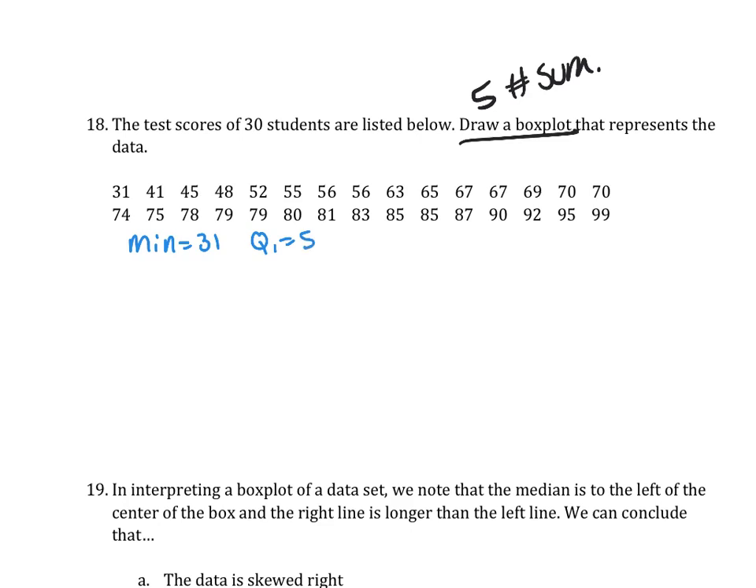Q1 is 56. The median is 72. Q3 is 83, and the max is 99. And I believe that was another typo on the answer key. Q3 should be 83, not 84.